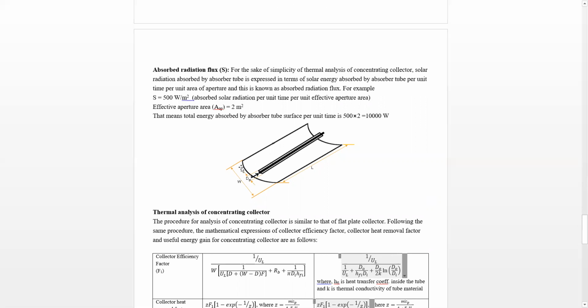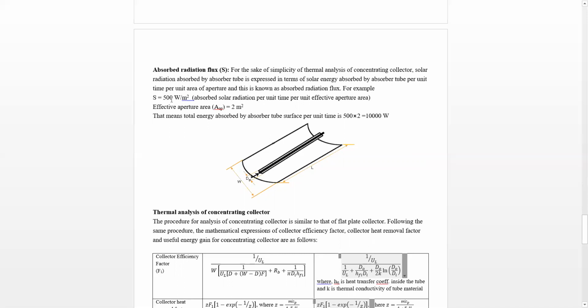So this is the aperture, and this is known as absorbed radiation flux. Let me explain it with an example. Say S is 500 watt per meter square for a concentrating collector. That means this 500 is the absorbed solar radiation per unit time, in watts, per unit effective aperture area. Say, for example, the effective aperture area is 2 meters square. Effective aperture area means the total opening area minus the area blocked by the absorber, which is say 2 meters square.